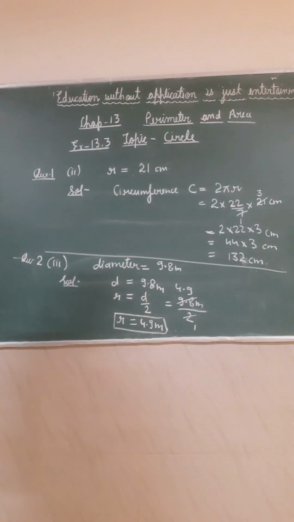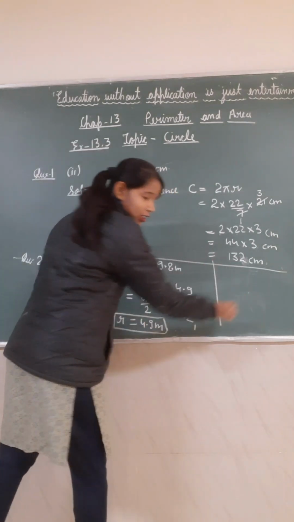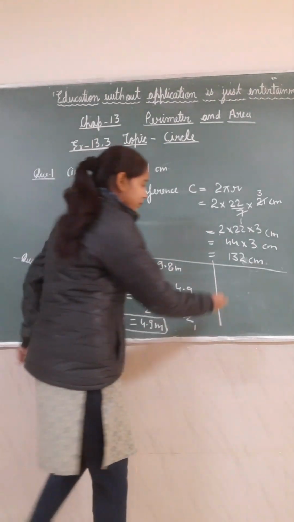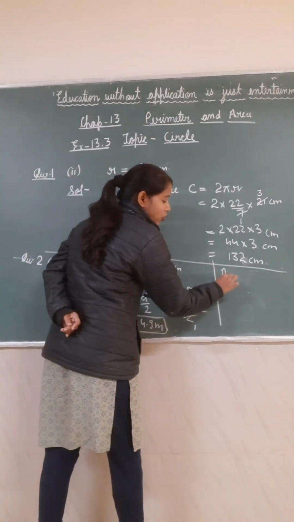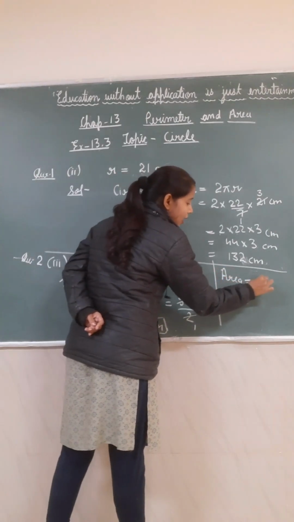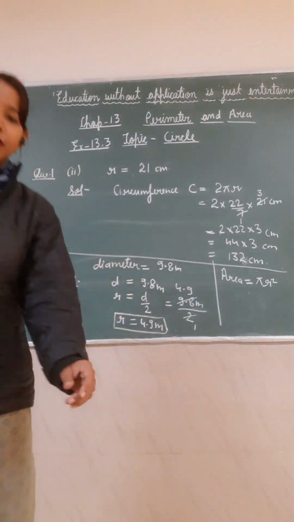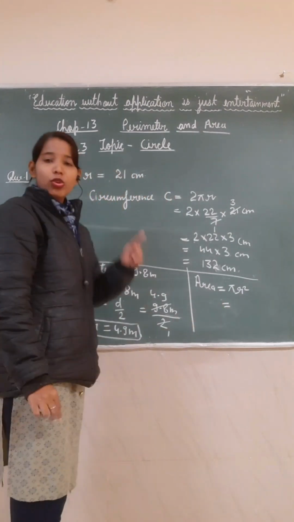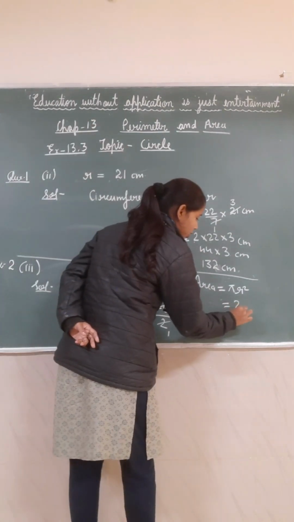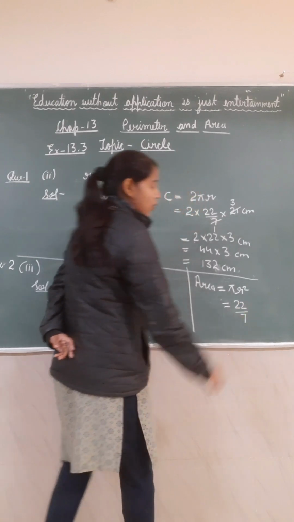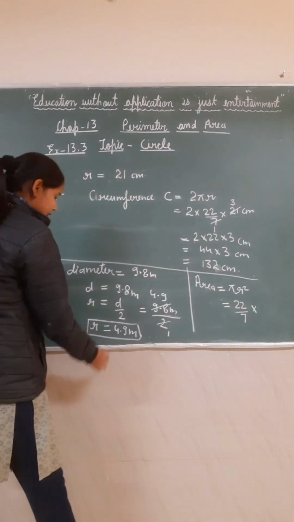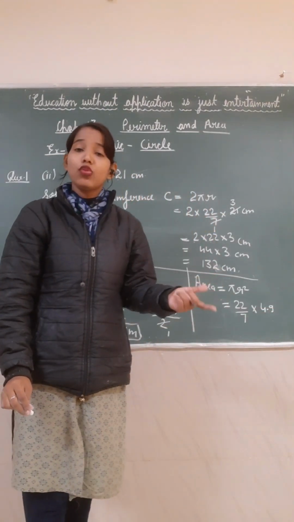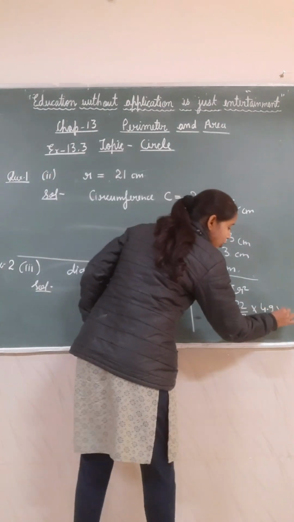So write down the area. I am writing here because I have no space, okay? You have to write it downside. So area will be pi r square. It's visible. Pi r square. So value of pi is 22 by 7. So 22 by 7 multiplied by radius. What is radius? Radius is 4.9. Radius square means we have to write radius twice. So 4.9 into 4.9.